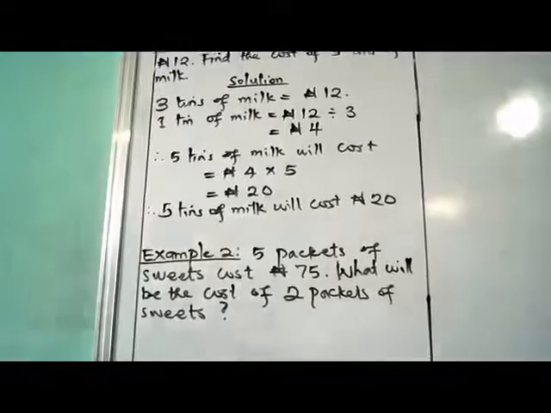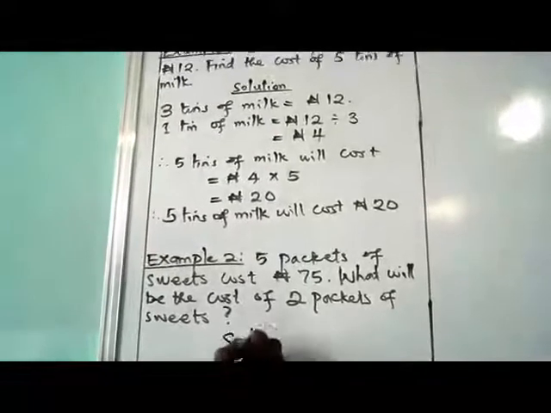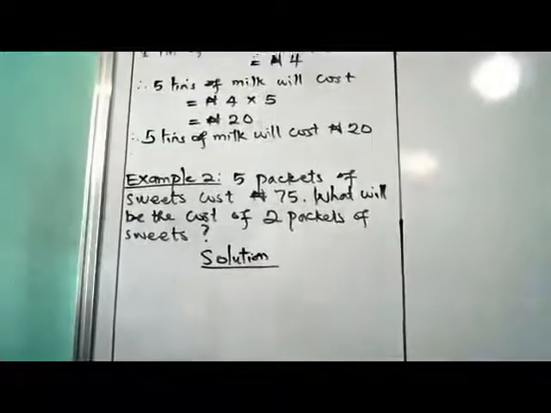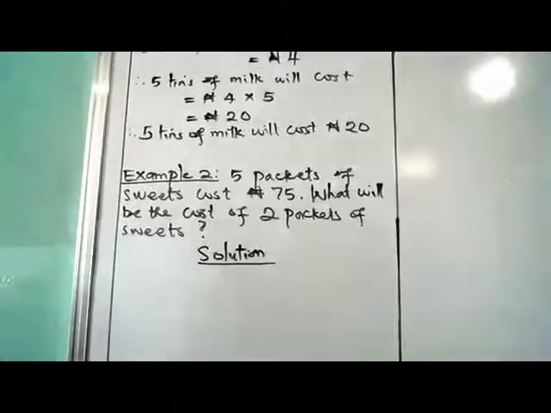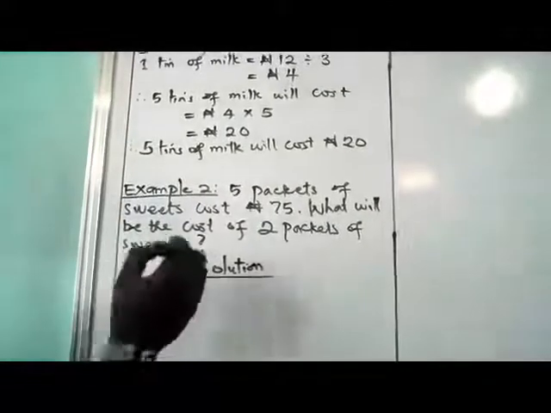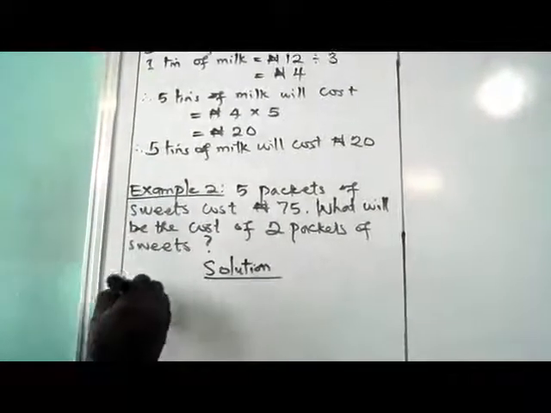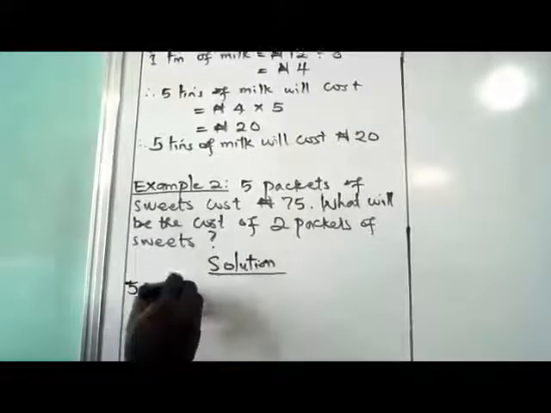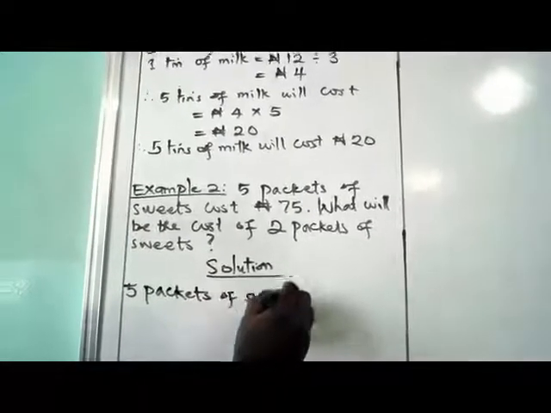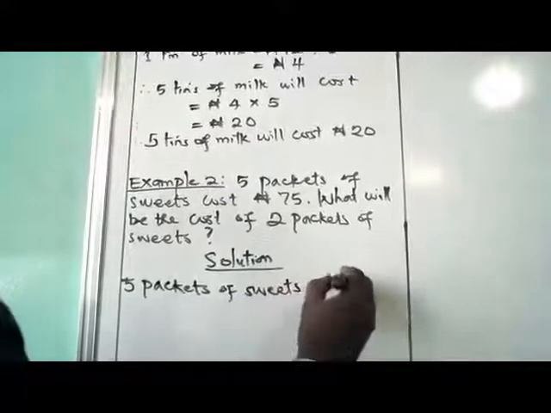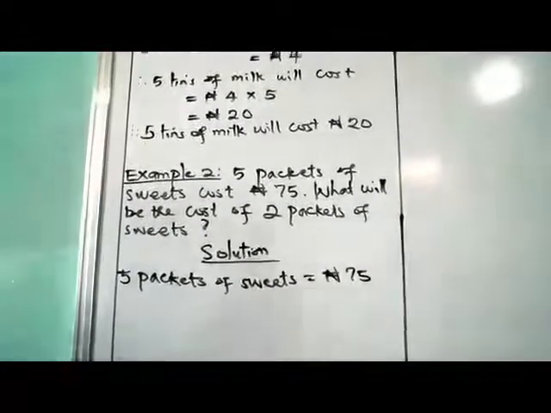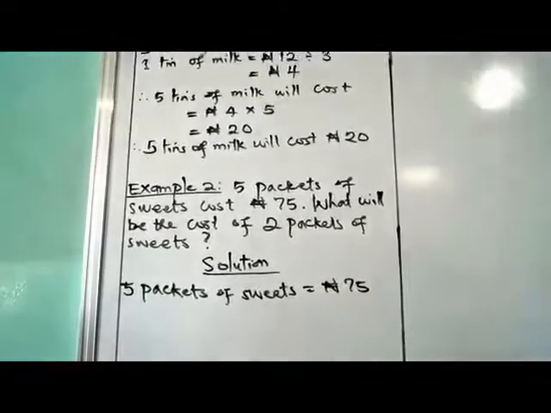Now, like I said earlier in the first example, to make this work easier for us, it will be good for us to first of all find the value of how much 1 packet of sweets will cost. And the way we are going to obtain that, we have 5 packets of sweets equals 75 naira. Now, can anyone tell me what we are going to do with this to find the value of 1 packet of sweet?